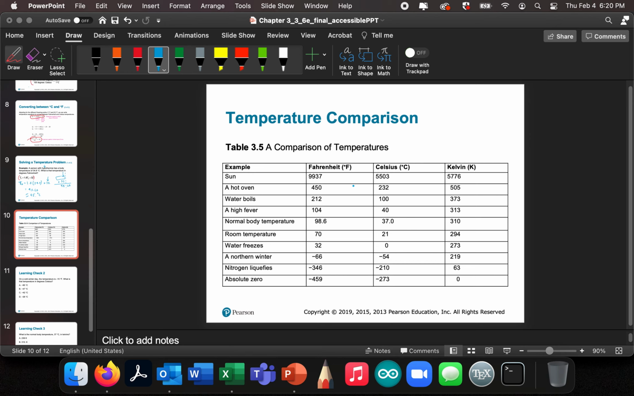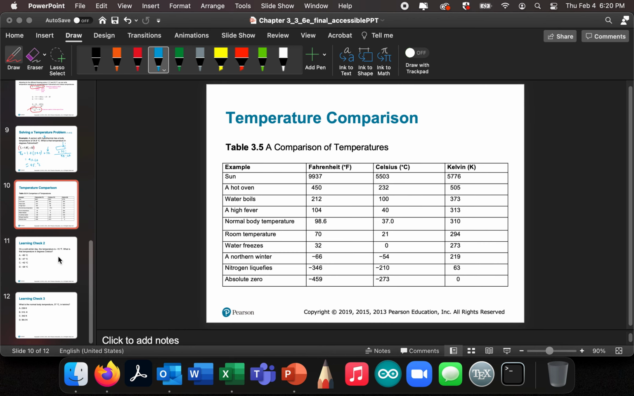A hot oven, don't stand in a hot oven either, even though it's way cooler compared to the sun. That's 230 degrees Celsius, 450 degrees Fahrenheit, depending on what you're baking, and 505 kelvins. Then a high fever, normal body temperature, absolute zero, and water freezes at 32, 0, or 273. So it's kind of a nice table. This is from your textbook, table 3.5.